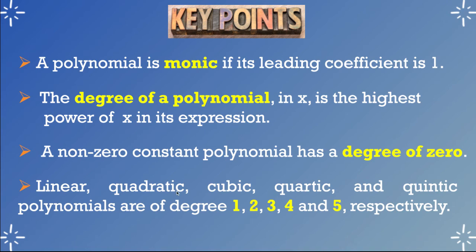Then we have linear, quadratic, cubic, quartic, and quintic polynomials, which are of degree 1, 2, 3, 4, and 5 respectively. So we all know that if it's linear, the degree is 1. If it's quadratic, the degree of that function is 2. Cubic, 3, and so on and so forth.